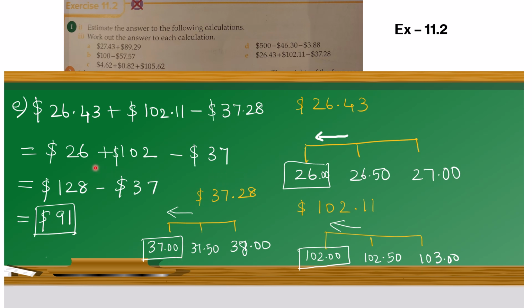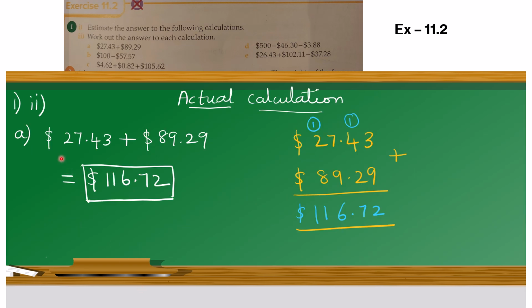Now what do we have? $26 plus $102 minus $37. So we add 26 and 102. So the answer is $128 minus $37. So let's do the subtraction. So the answer is $91.